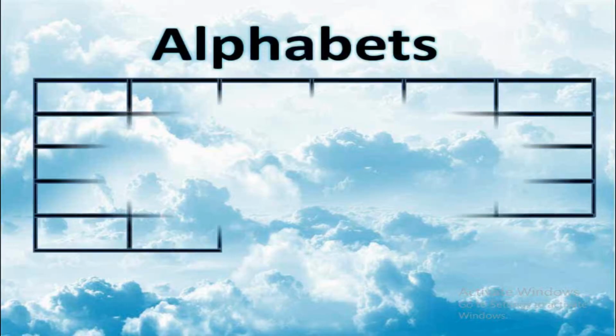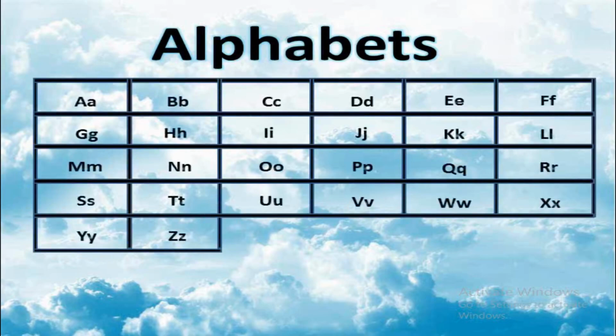First, let's revise the alphabet. And they are A, B, C, D, E, F, G, H, I, J, K, L, M, N, O, P, Q, R, S, T, U, V, W, X, Y, and Z. Now, for today, let's see some words that start with A, B, C, and D.